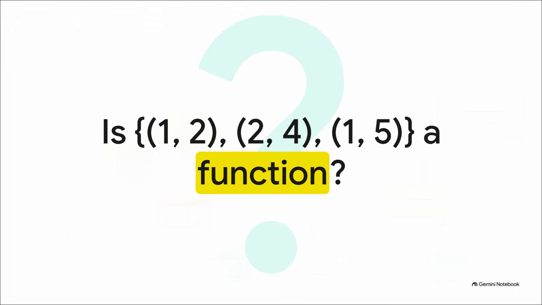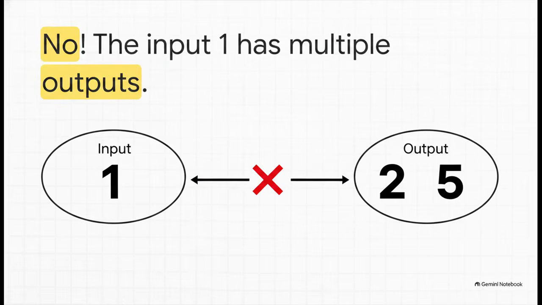Okay, let's pause for a quick check. Take a look at these three ordered pairs. We have 1 paired with 2, 2 paired with 4, and 1 paired with 5. Does this relation follow the golden rule to be a function? Take a second and think about it. The answer is no. Why? Because the input value of 1 is paired with both 2 and 5, which immediately breaks our one output per input rule. I mean, if you input a 1, you wouldn't know if you were supposed to output a 2 or a 5. Because that single input leads to multiple outputs, this relation is definitely not a function.